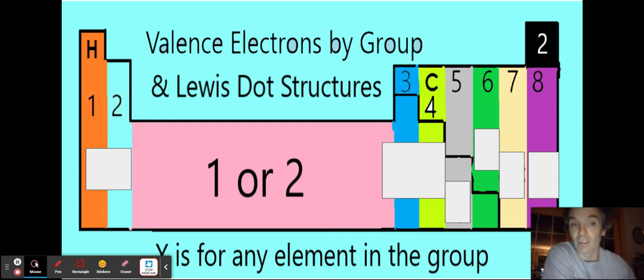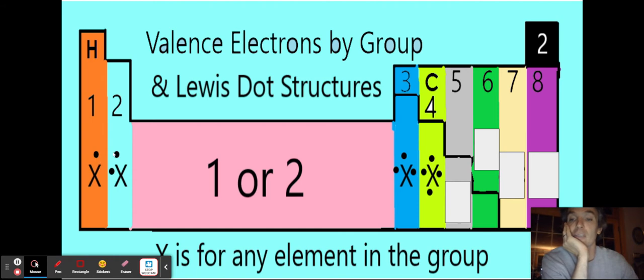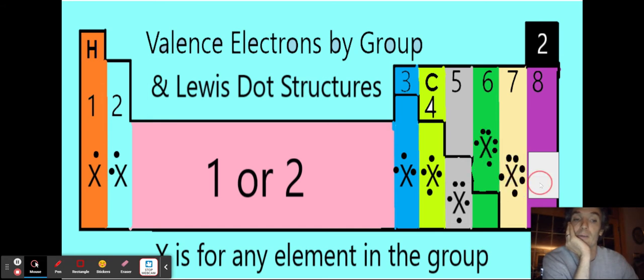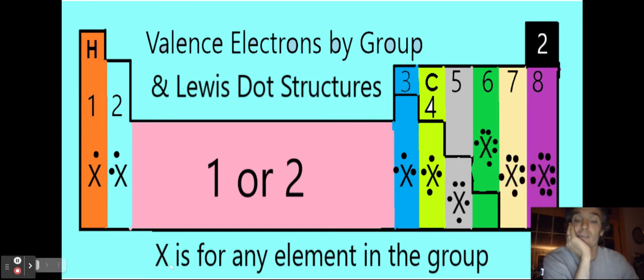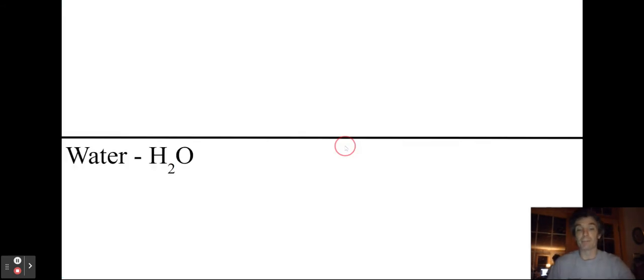Remember, valence electrons just go 1 through 8, in working order as you go left to right. The exception to that is helium, and helium has 2. And for the Lewis dot structures, you can see you just add a dot every time, and they spread out, and then they make pairs like that. And these X's stand for any of the elements in the group.